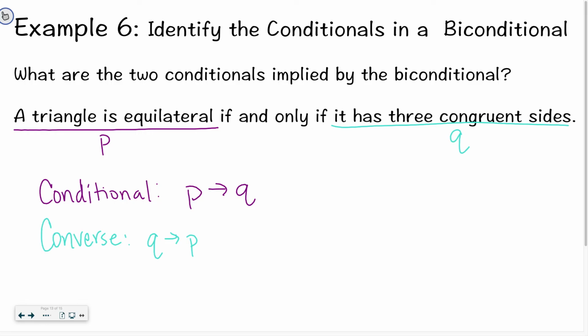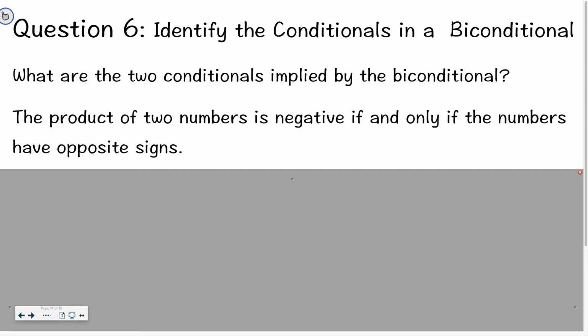Okay? I do expect you guys to actually take the time to write those out as you practice. So when I ask you to do question number 6, make sure you write out the answers. I'm abbreviating to help make the video a little shorter. All right, go ahead and write down the two conditionals implied by this biconditional. The product of two numbers is negative if and only if the numbers have opposite signs.